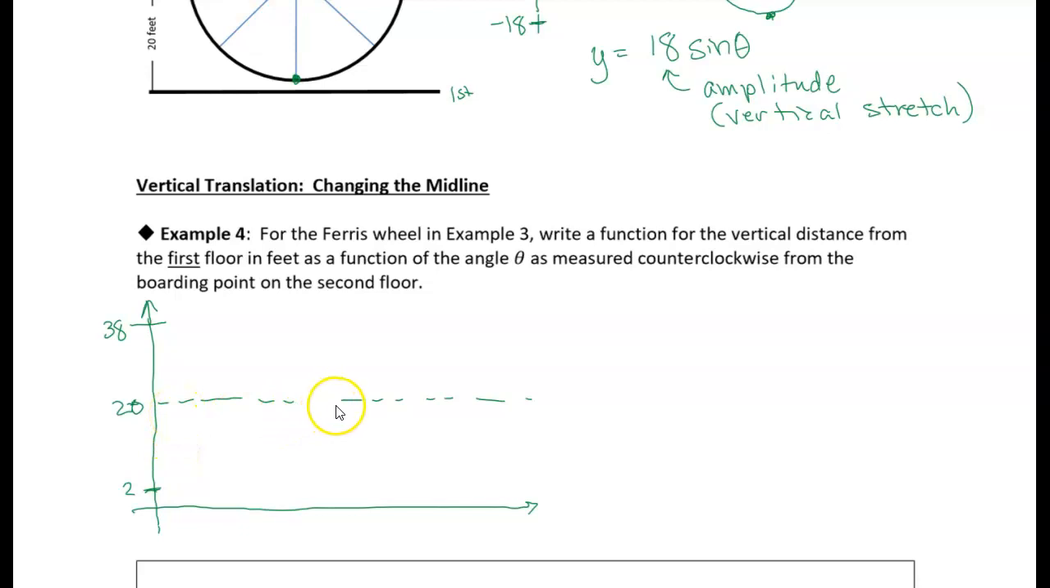And now let's just plot the points for each of those 4 points, right? At 0, pi over 2, pi, and 3 pi over 2. So at 0, we're starting out at 20 feet above the first floor. And so let's just mark those. We have pi over 2, we have pi, we have 3 pi over 2, and we have 2 pi. Okay, so that's one cycle.